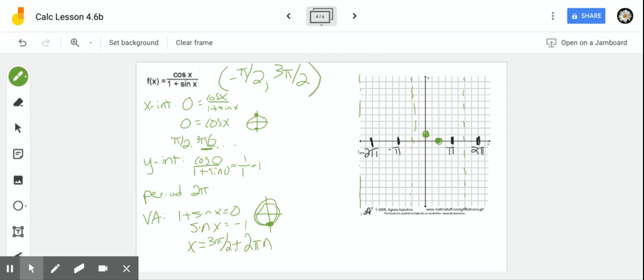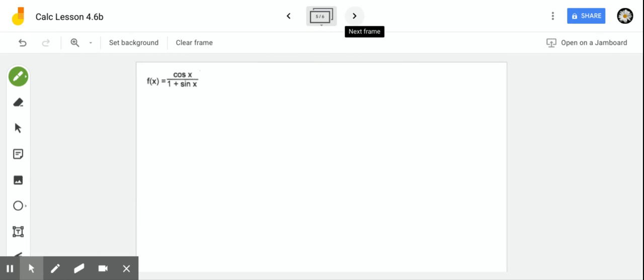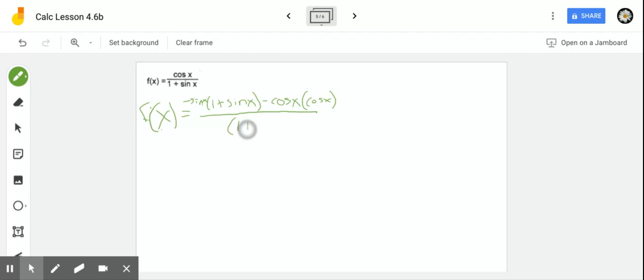So now it's time to look at derivatives and see what's happening here. I'm going to need a fresh page for this. To find the derivative, we have another quotient rule. Lots of quotient rules today. All right, so we have low, d high is -sine x, minus high, and d low is going to be cosine x, over the square of what's below.